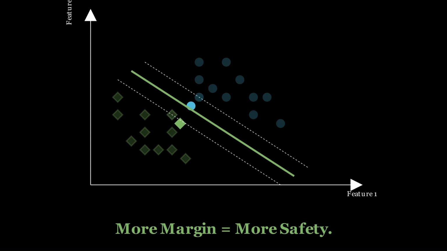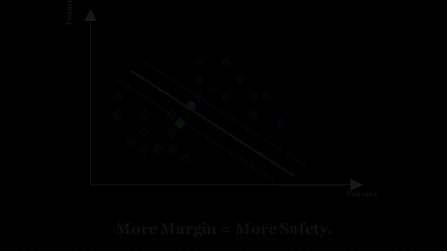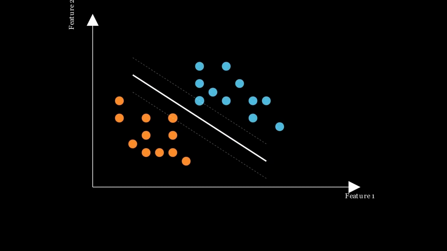That's why support vector machines don't just separate the classes. They maximize the width. Because more width means more safety. More margin, more safety, better generalization. That's the main principle of SVM. Now we understand something important. SVM tries to create the widest possible margin. A margin that makes the classifier more stable and more resistant to noise.